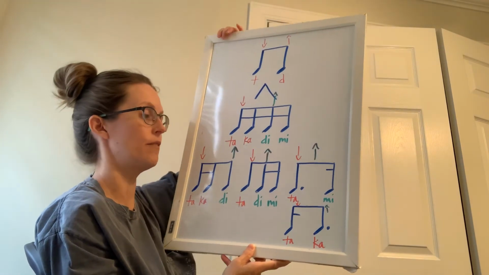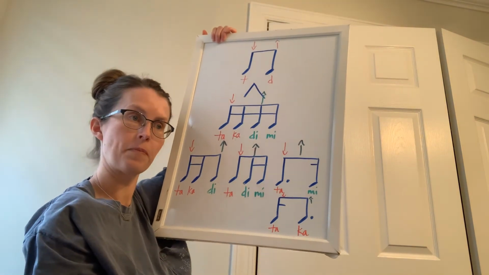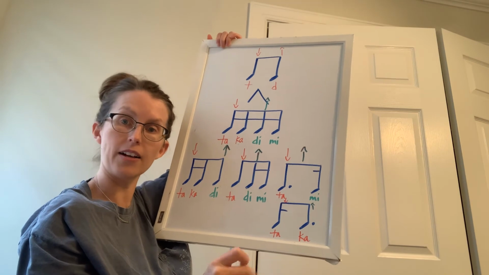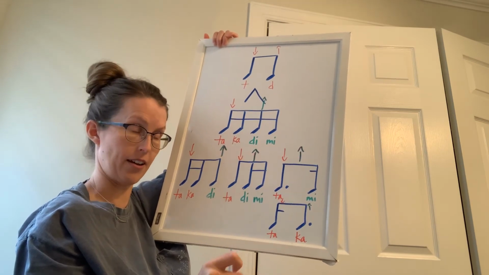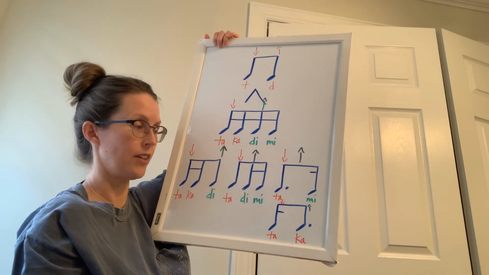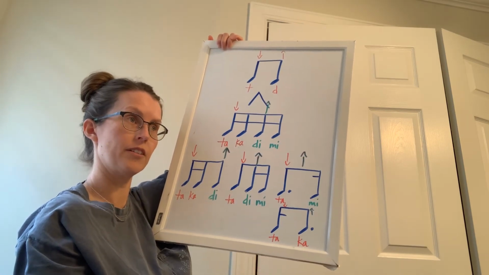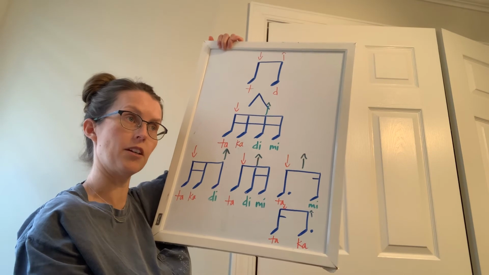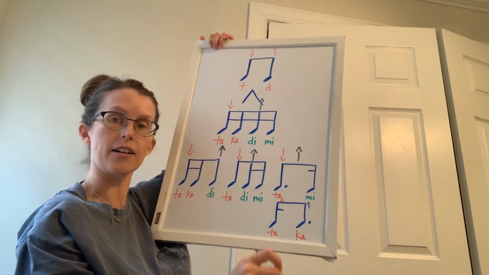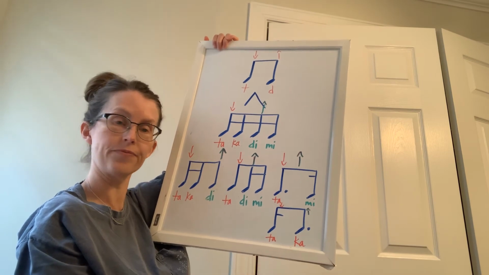So again, slowly, if this is my division, this is my takadimi, it would be taka, taka, taka, taka. A little faster. Takadimi, takadimi. Here it is. Taka, taka, taka, taka.